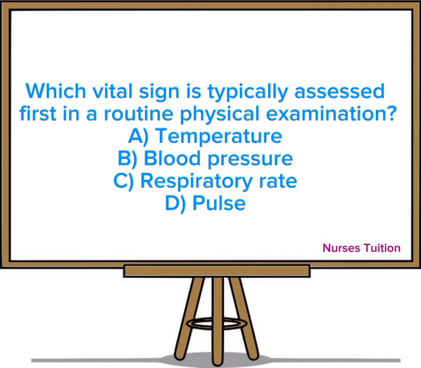Which vital sign is typically assessed first in a routine physical examination? A. Temperature. B. Blood pressure. C. Respiratory rate. D. Pulse.